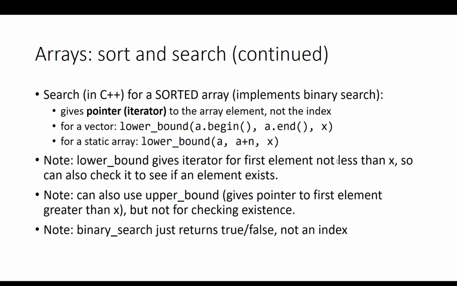Okay? So that's true for a vector or for a static array. So again, you get an iterator back. You have to dereference the iterator and see what it's pointing to. There's also an upper bound. And so one thing about lower bound is you can use it to check to see if something is there. So you don't have to use binary search. You might as well use lower bound.